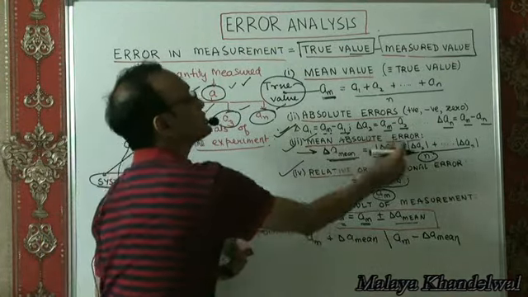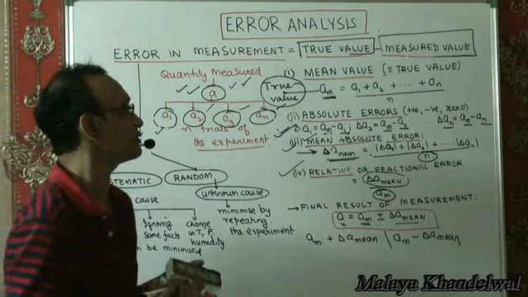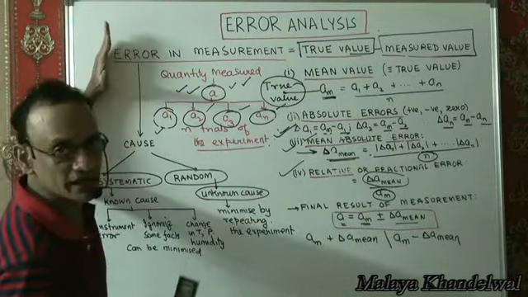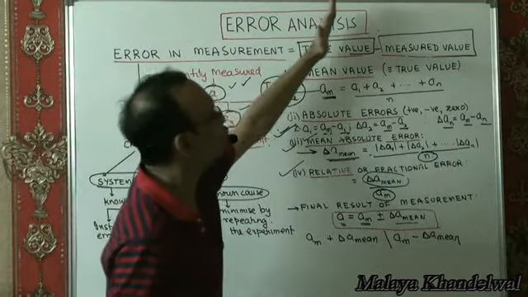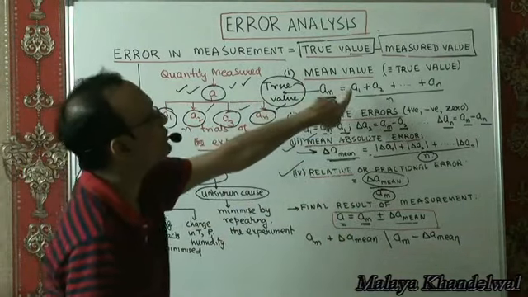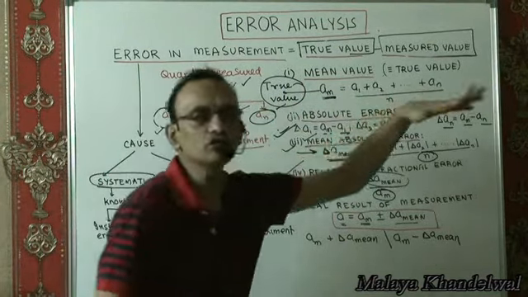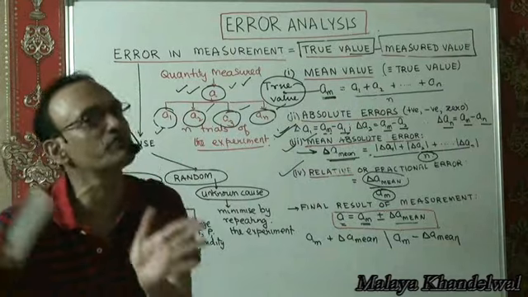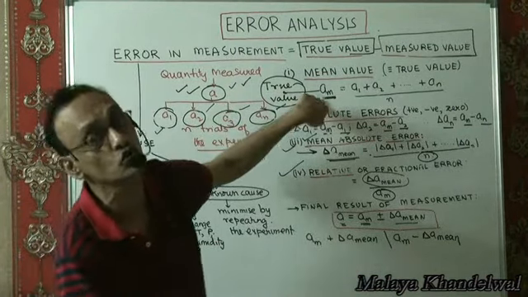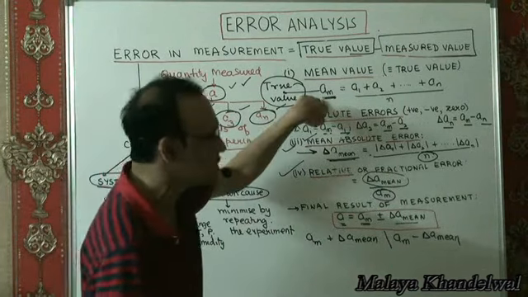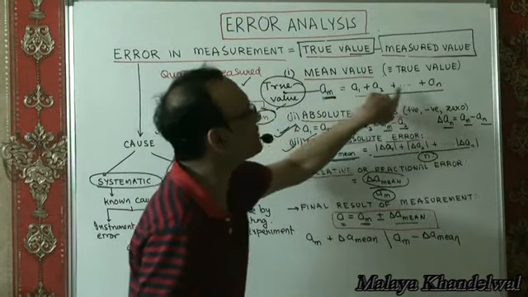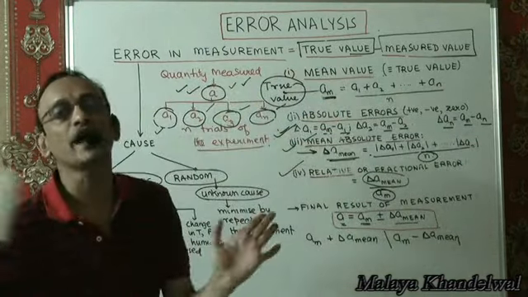So let me recap everything for you. There is error in measurement, which is true value minus measured value. How does one obtain the true value? You have these n values out of performing the experiment n times, take the average of that. That's the mean value, which is also taken to be synonymous with the true value. And then we have absolute errors. Departure of these A1, A2, An from Am are the absolute errors.